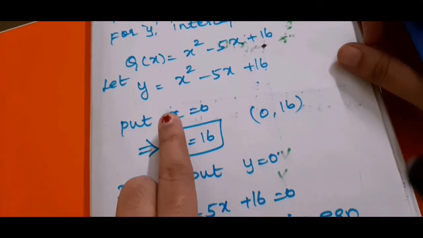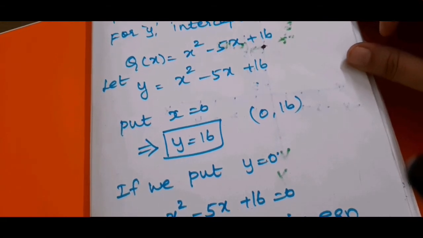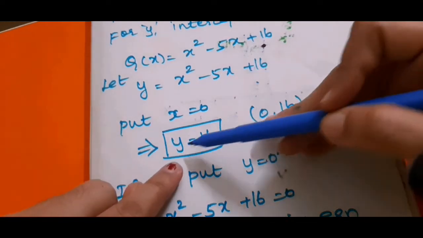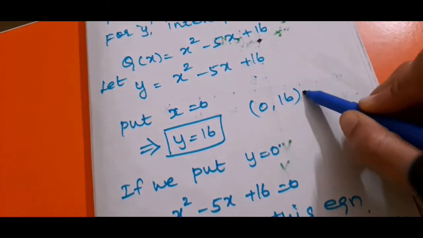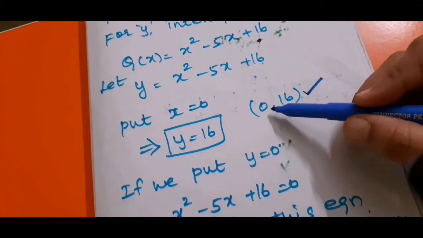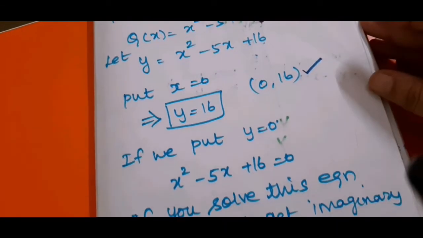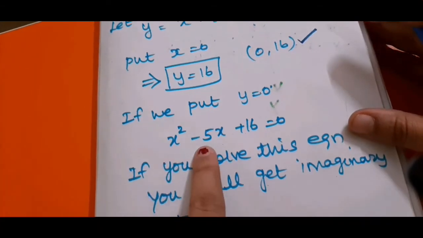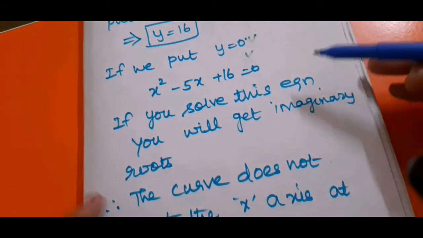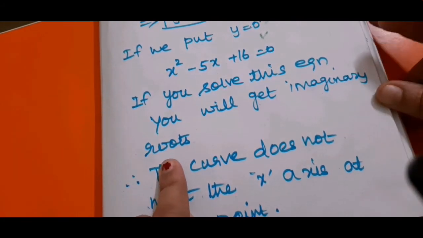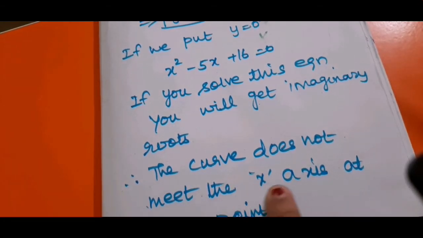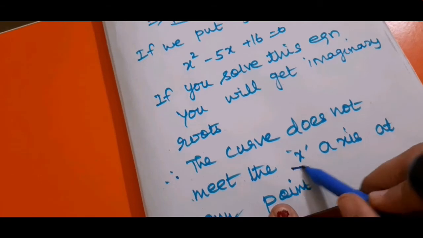Now I want to substitute x is equal to 0. If I substitute x is equal to 0 here, this will be 0, this will be 0, and 16. Y is equal to 16 I will get. So 0, 16 is the point. The curve passes through the point 0, 16. If you put y is equal to 0, x square minus 5x plus 16 is equal to 0. If you solve this equation, you will get imaginary roots. So we can conclude that the curve does not meet the x-axis, that is the real axis.